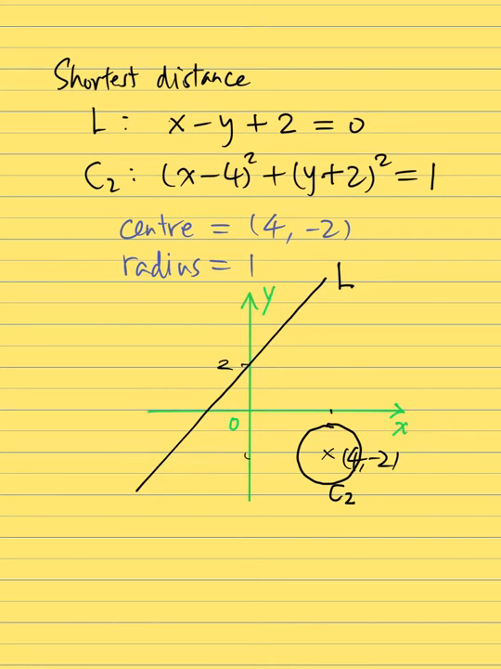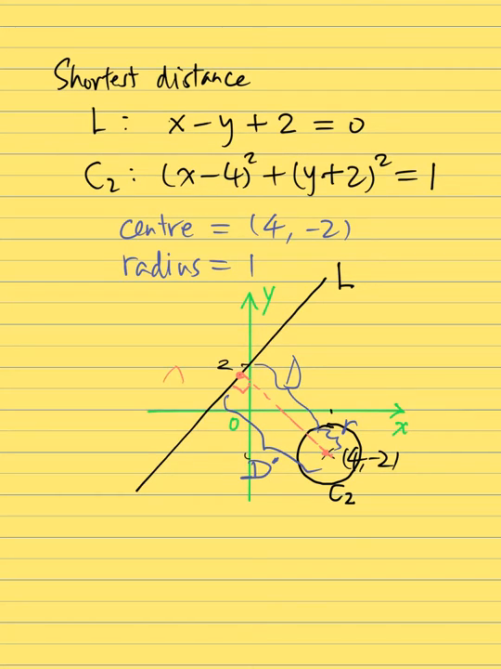Okay, from the graph we can see that the required shortest distance between the circle C2 and the line L, let's call it D, is the difference between d prime, which is the distance between the center and the line, and r, which is the radius of the circle. d prime is the perpendicular distance from the center to the line L, and to find d prime we have to find the foot of the perpendicular from the center to the line L.